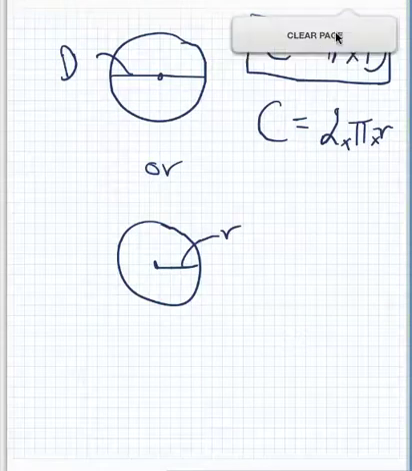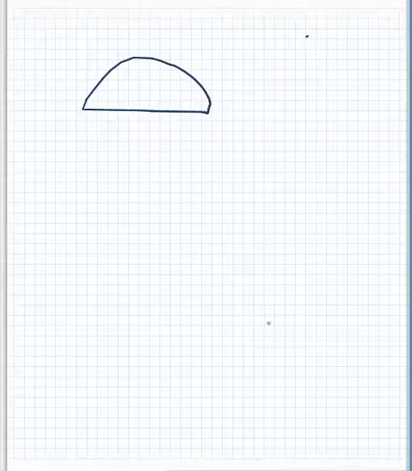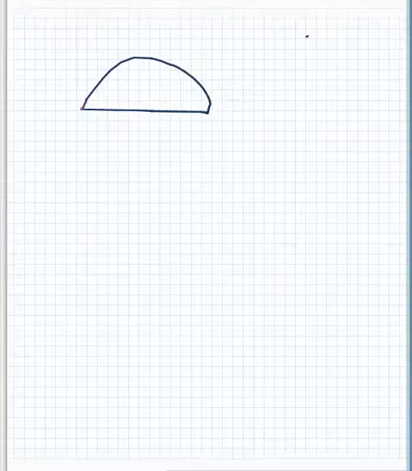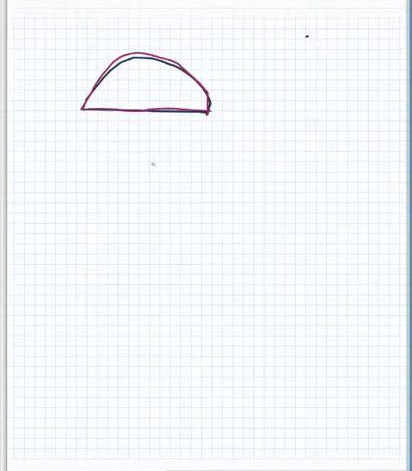Okay, so now, what do we do if we have something like this? So I have part of a circle. So we can see this is half of a circle or a semicircle. And we can see that we still have the curved part here, part of that circle that we have to work out. And then we have this line here. And this line is in this case, the diameter.